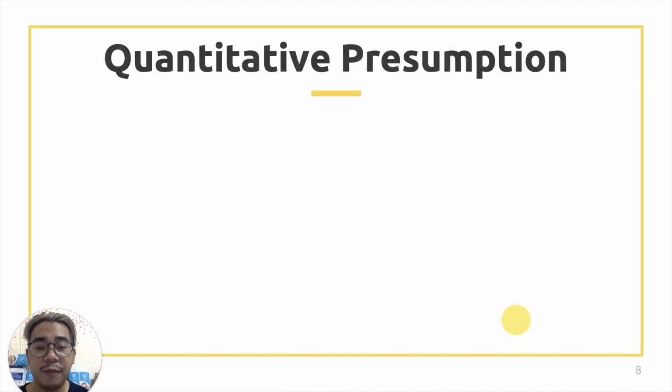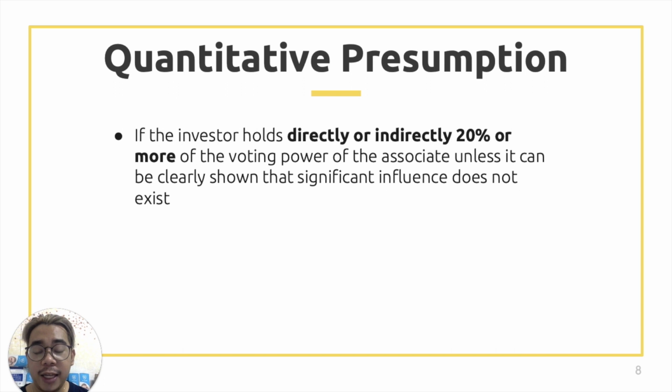For significant influence, we have what we call the quantitative presumption. Again, this is only a presumption. So number one, if you hold directly or indirectly 20% or more of the voting power of the associate, unless it can be clearly shown that significant influence does not exist. So when your investment is 20% or more, then the assumption is that it is your associate. Unless it is clear that you have no significant influence, because it is just a presumption.